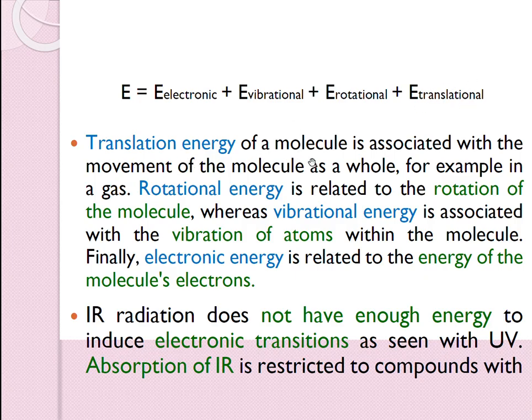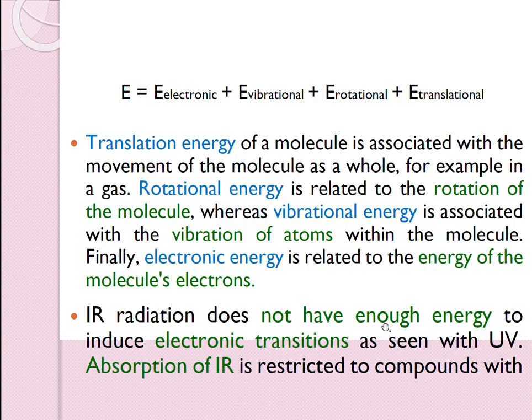Translational energy of a molecule is associated with the movement of the molecule as a whole, for example, in a gas. Rotational energy is related to the rotation of the molecule, whereas vibrational energy is related to the vibration of atoms within the molecule. Finally, electronic energy is related to the energy of the molecule's electrons. Infrared ray is not strong enough to cause electronic transition, so that is only applicable for UV. But for infrared radiation, rotational energy and vibrational energy changes happen.